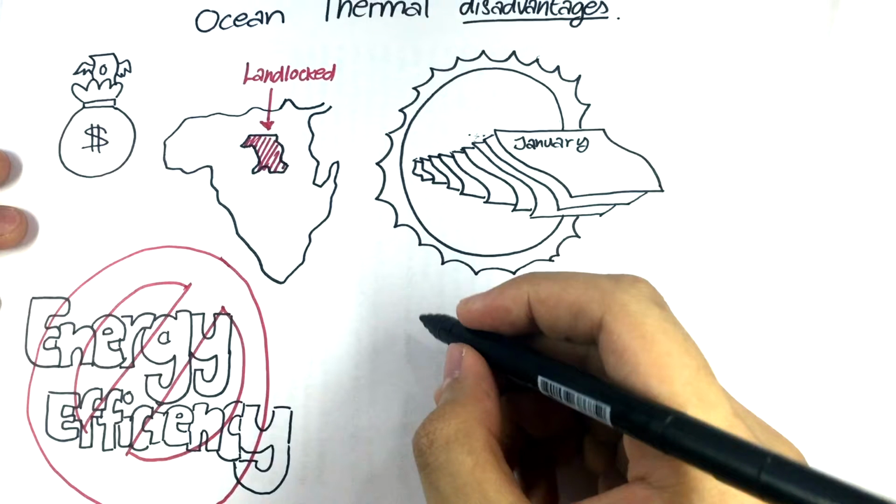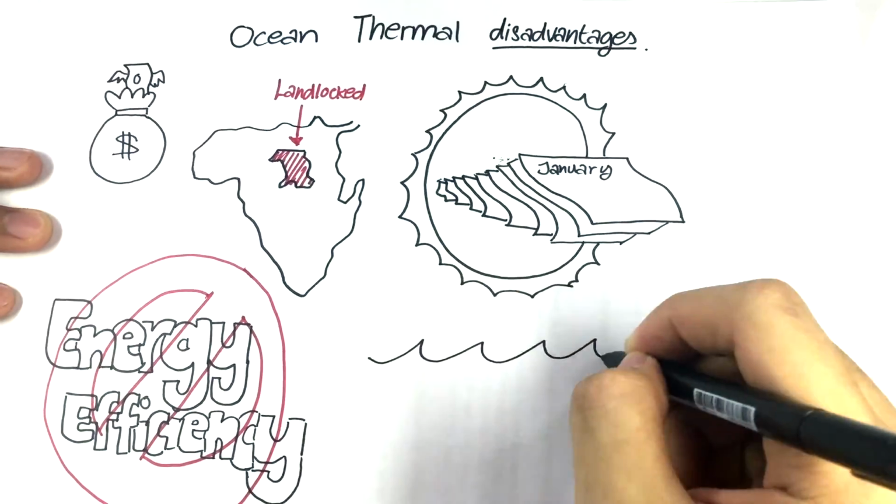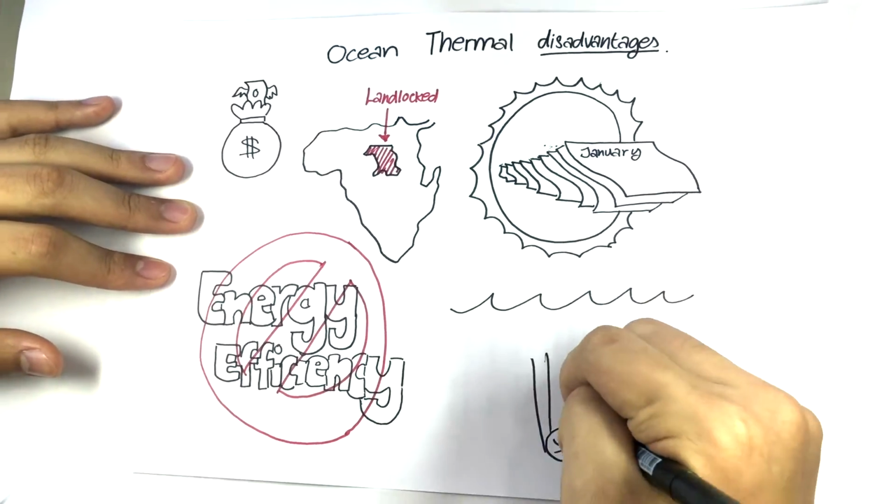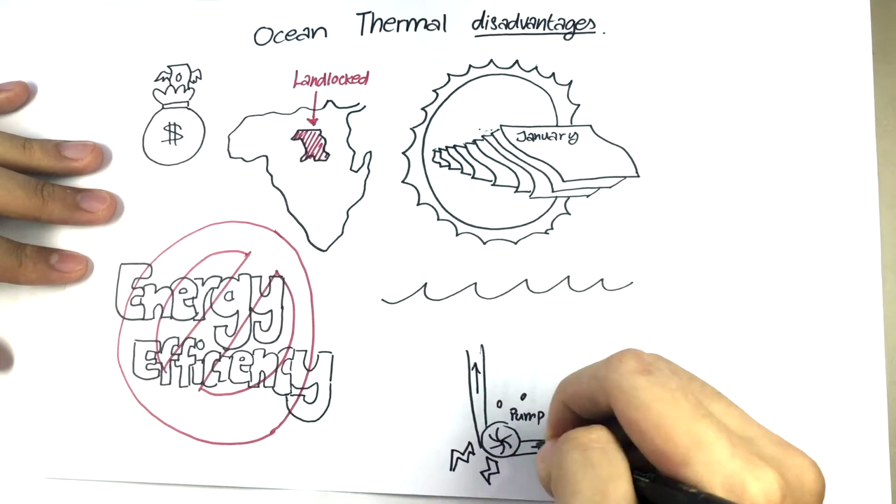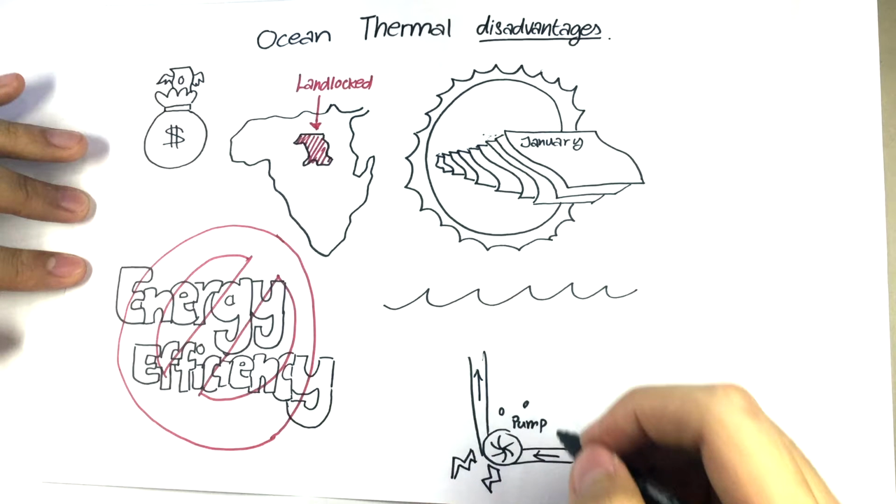It is also an engineering difficulty and challenge to build structures that stretch all the way to the seafloor in order to collect water. Ocean thermal is also not energy efficient since huge amounts of energy are needed to circulate the seawater. Lastly, it also requires a lot of electricity itself to bring water up from the depths back to the surface.